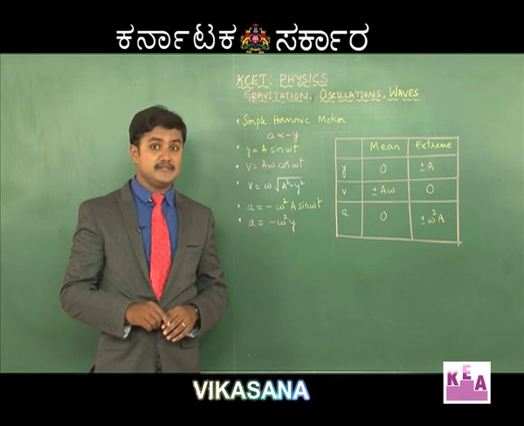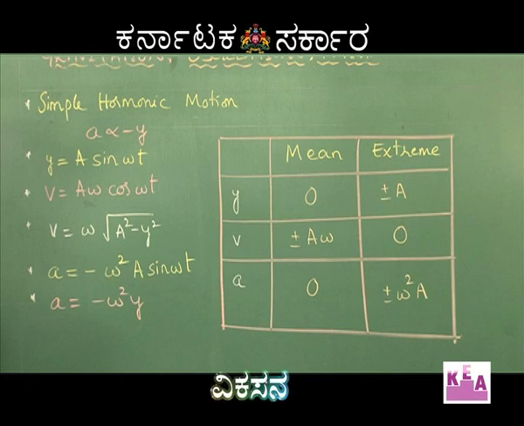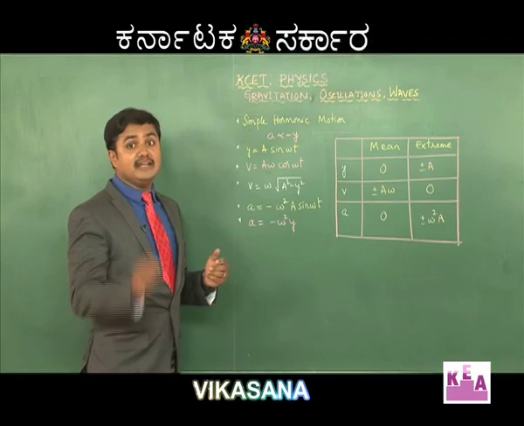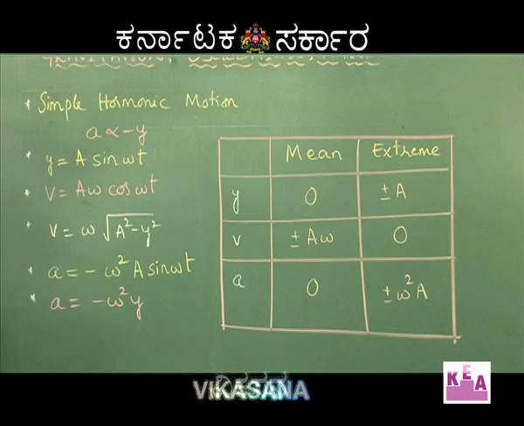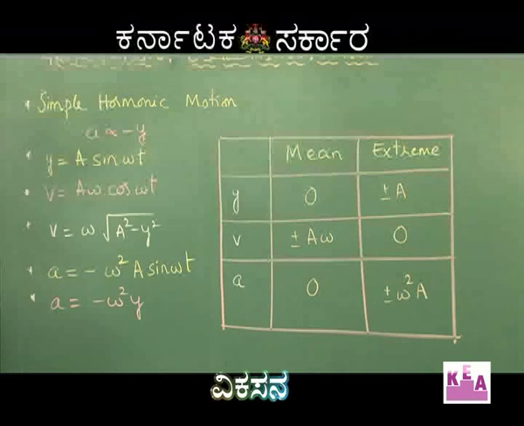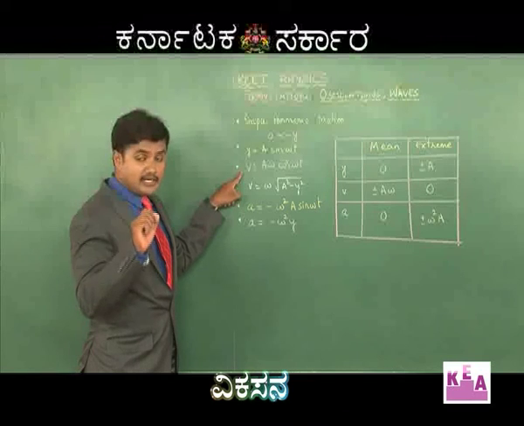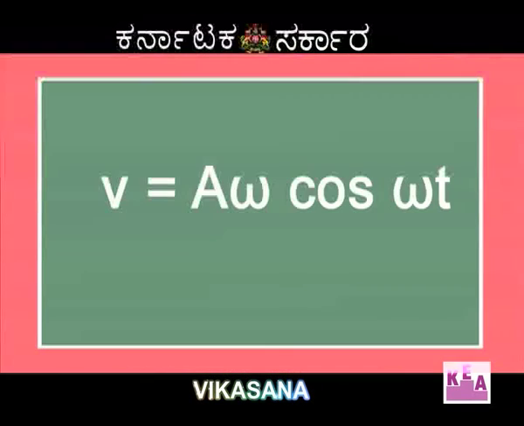This can be expressed in terms of symbols, that is, acceleration is directly proportional to y and acceleration is opposite to y, that is, a is proportional to minus y. And the displacement of particle at any instant of time is given by the equation y is equal to A sin omega t. Here capital A indicates amplitude and small a in the expression of definition of SHM indicates acceleration. Now, the velocity of the particle at any instant of time can be obtained by differentiating the displacement equation, that is v is equal to A omega cos omega t.